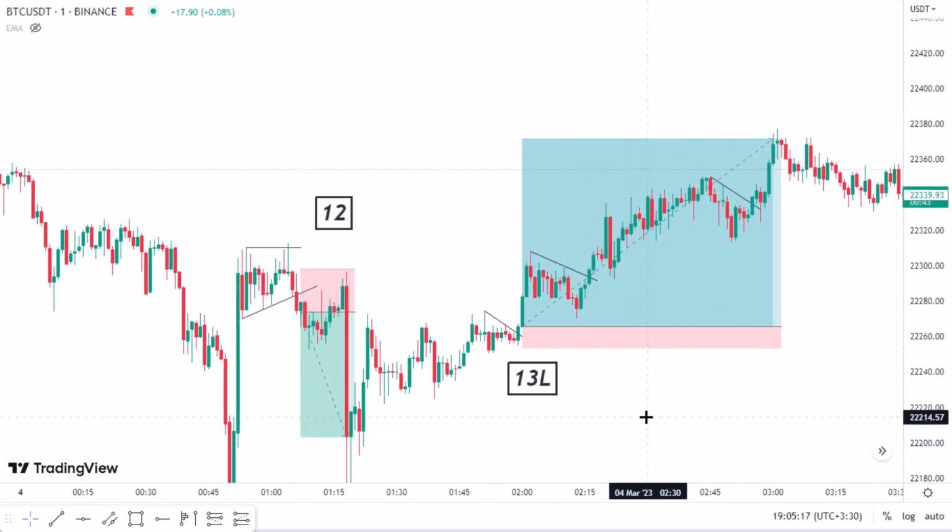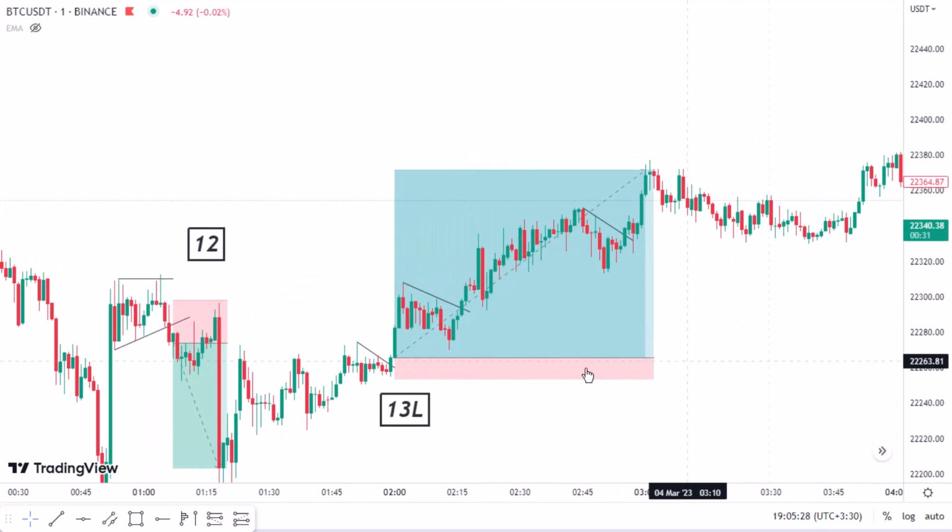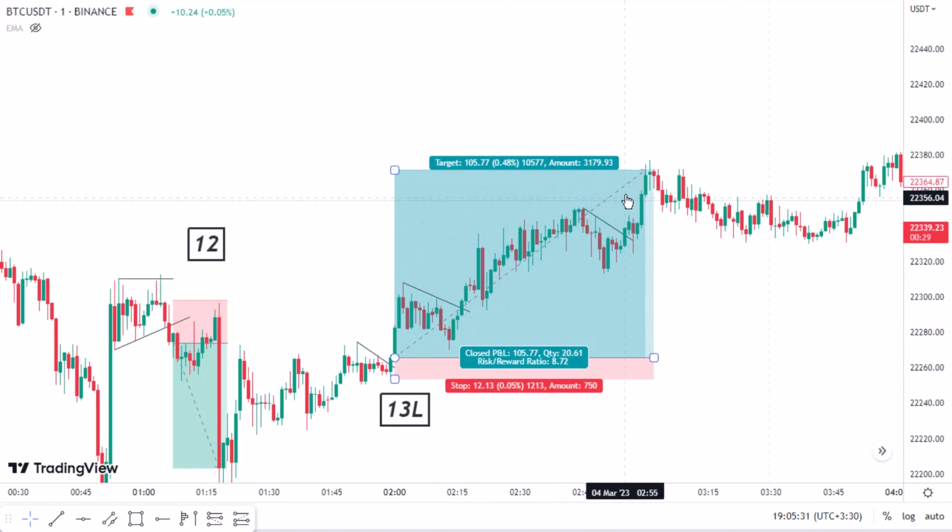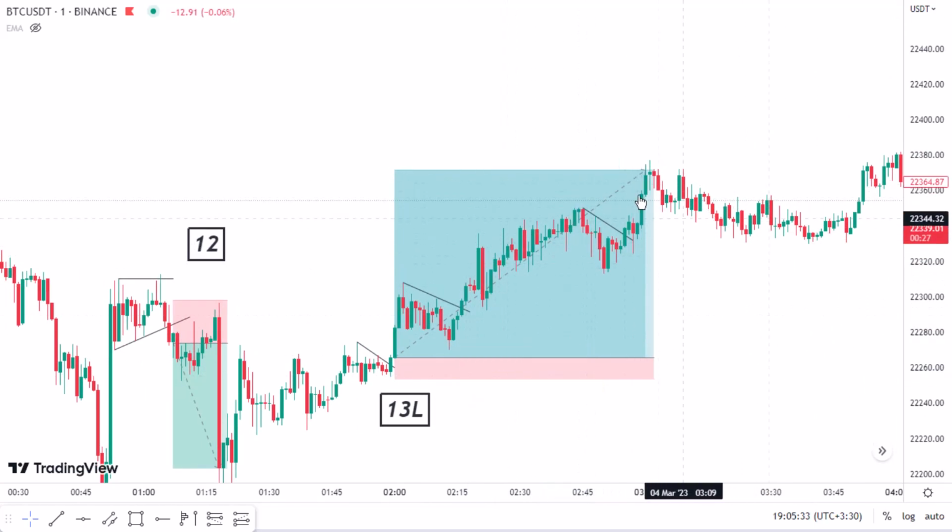On the last position we have a small trend line here with 2 touches. On the third time it is broken here, we enter the buy position, put our stop loss below the candle, and it gives us a reward of something around 9, a bit lesser than 9.